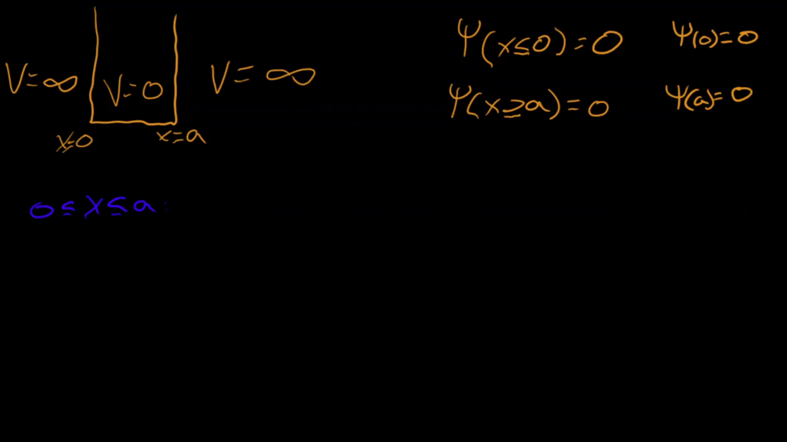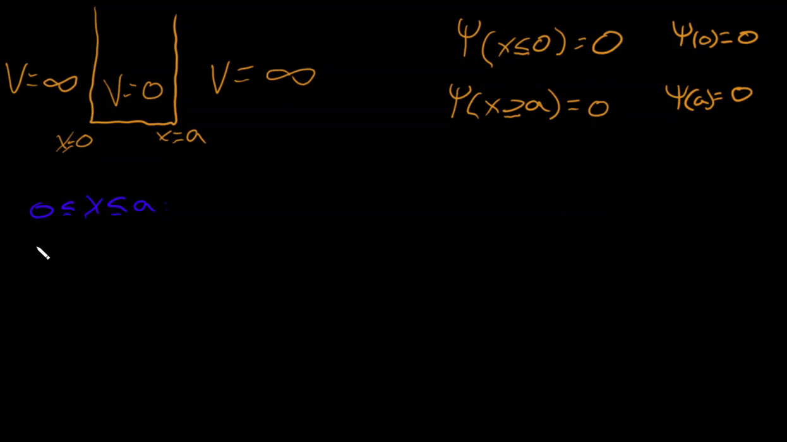So now let's write down our Schrodinger equation between these points. When we have the potential energy, we only need to talk about the potential energy between these points. We already know what the wave function is outside of the box, just based on physics.